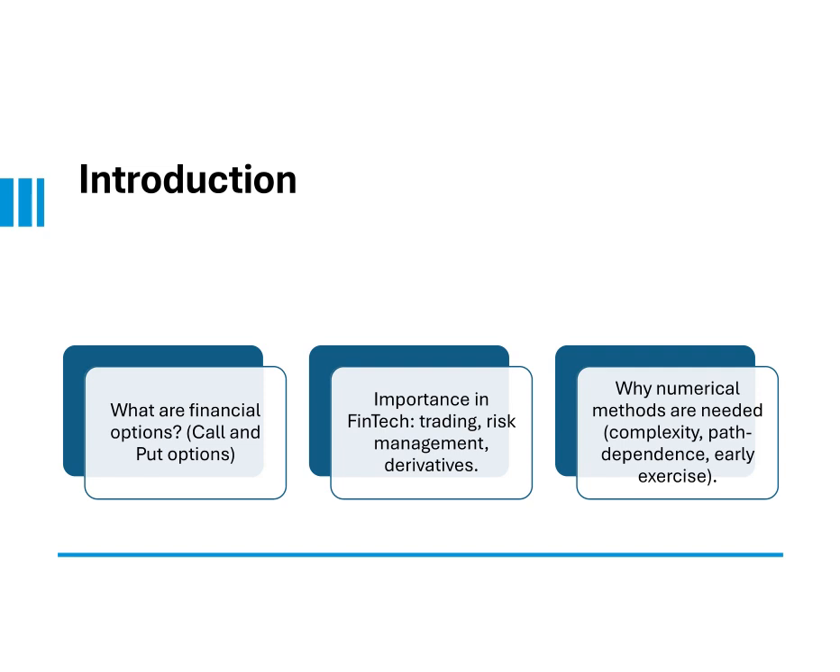To start, financial options are contracts that give the holder the right, but not the obligation, to buy or sell an asset at a predetermined price within a set time frame. These come in two main types: call options, which allow buying, and put options, which allow selling. In the world of fintech, options play a crucial role in trading strategies, managing risk, and creating complex financial products known as derivatives. Because options can depend on various factors like price paths and timing of exercise, their valuation often becomes quite complex. This complexity means that numerical methods are essential for accurately pricing options, especially when dealing with features like path dependence or the possibility of early exercise, which traditional analytical formulas can't handle effectively.